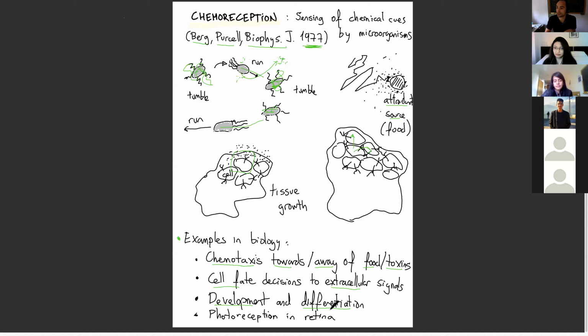Development and differentiation are also important, for example when the embryo is growing. The cells have to realize that they can grow, but only up to a limit. You cannot have infinite growth in these problems. And another important example of this type of sensing is photoreception in the retina. You should know that in the retina, in the eye, we have cells that can sense single photons. They are sensitive to the arrival of a single photon. This is very spectacular.